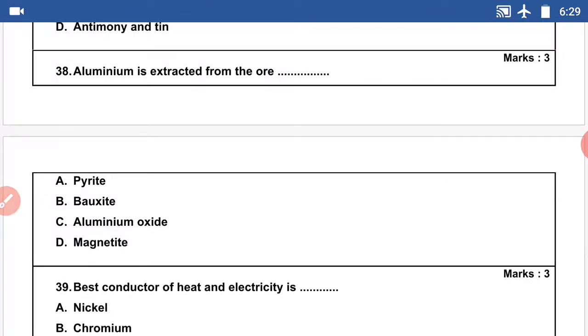Aluminium is extracted from the ore. This question answer bauxite. Option B correct answer. Bauxite. Question number 39.